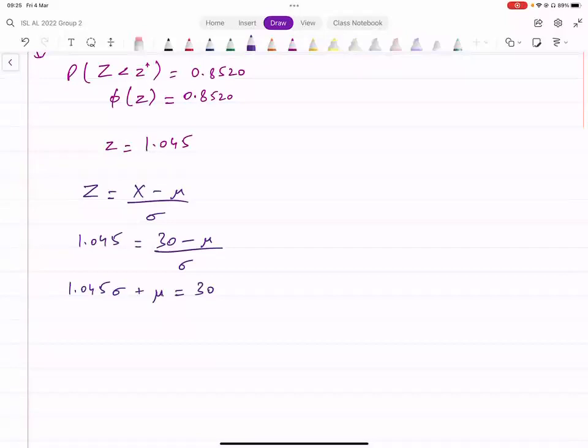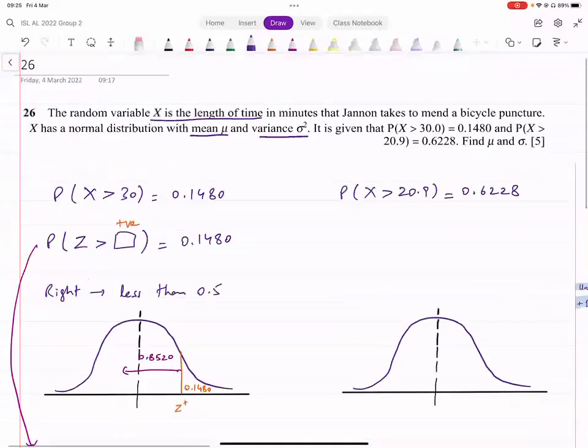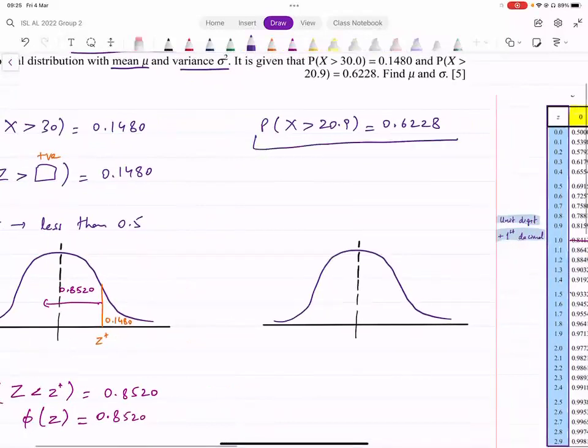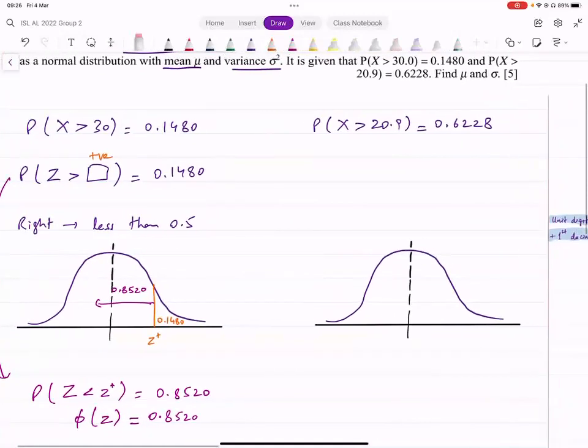ठीक है, let's use the other piece of information that we're given now. दूसरी उसने क्या कहा था, उसने कहा था probability that x is greater than 20.9, that is equal to 0.6228. ठीक है, अच्छा, again let's think about it. What do we do first? We convert it to z first. We say probability of z greater than something is now equal to 0.6228.